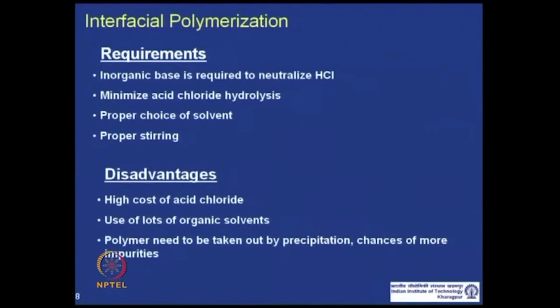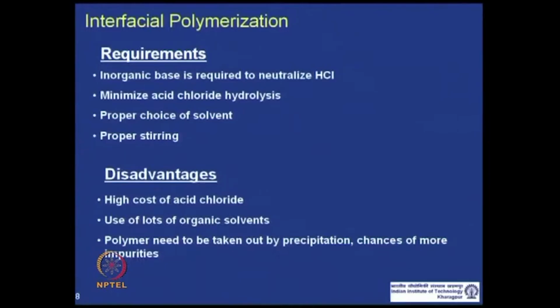Also polymers, if you are doing this, it is presented in a solution and most commonly in an organic solvent. So, you need to take out the polymer by precipitation. For example, in the polycarbonate case, the polycarbonate is soluble in the methylene chloride phase. So, at the end of the polymerization, you have to take out the polycarbonate by steam precipitation, if you inject steam.